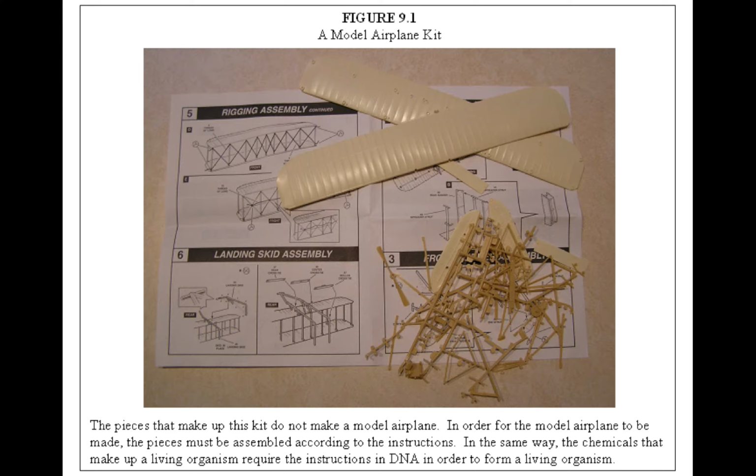It's very much like this model airplane kit. The pieces that make up this kit do not make a model airplane. In order for the model airplane to be made, the pieces must be assembled according to the instructions. In the same way, the chemicals that make up a living organism require the instructions in DNA in order to form a living organism.